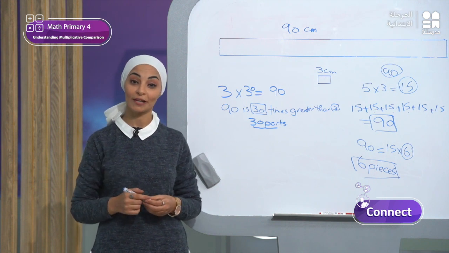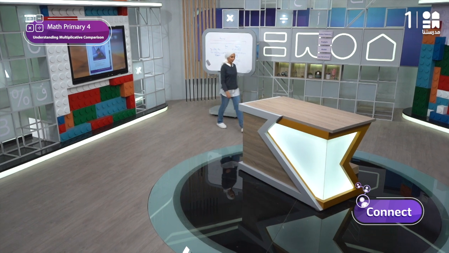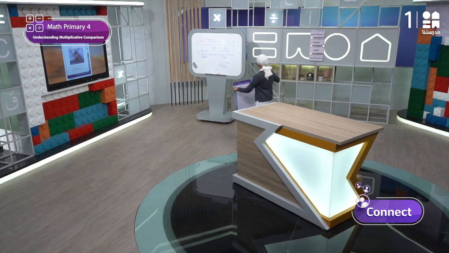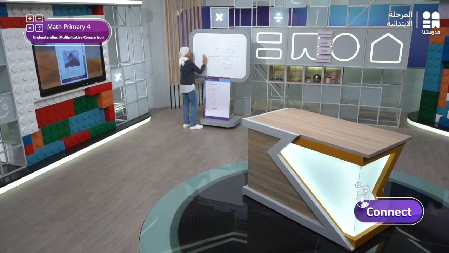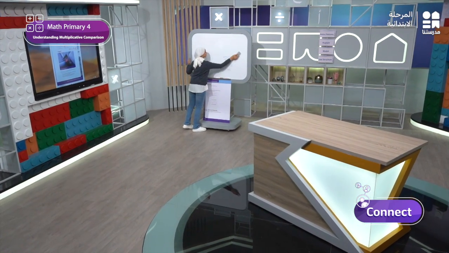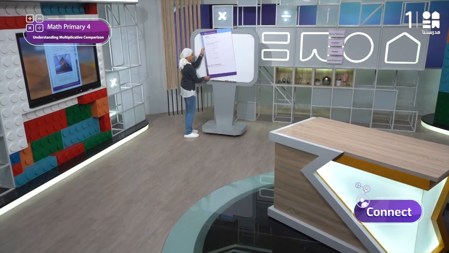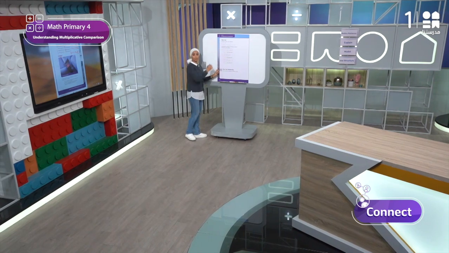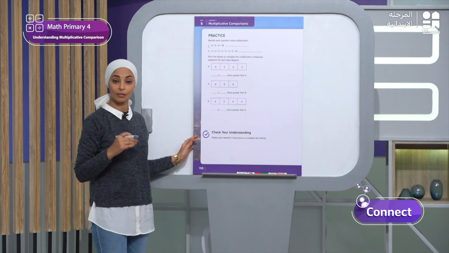Let's now move to the practice part on page 198 and answer the following problems. Let's do it. Here I will start to solve the practice part. Let's solve it all together. Let's solve problem number 1. Here is problem number 1. As you see, in problems 1 and 2, we need to rewrite the equations we have using multiplication.